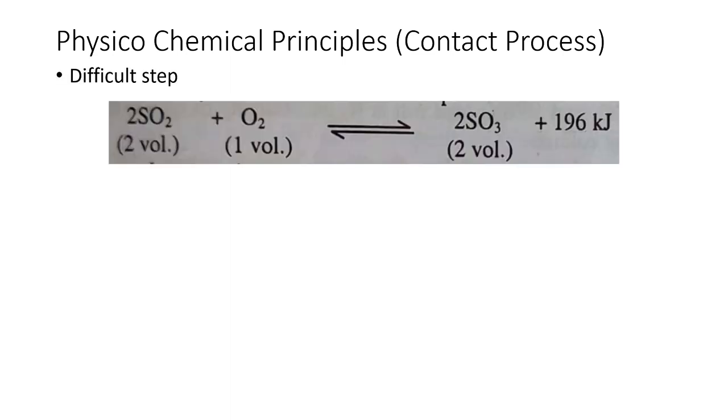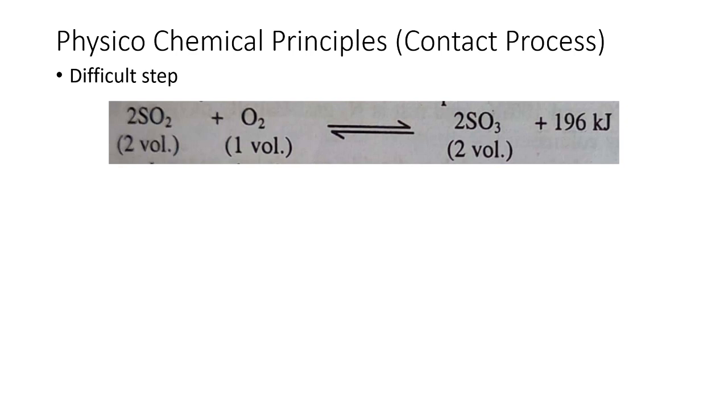Now in this contact process, we have seen that there are three steps, and out of the three steps, the second step, conversion of sulfur dioxide to trioxide, is very tedious or very critical. So for our physico-chemical principle discussion, we are considering only this conversion. Okay, now here you can see easily that 2 volumes of SO2 and 1 volume of oxygen convert to 2 volumes of sulfur trioxide, with evolution of 196 kilojoule per mole of energy.